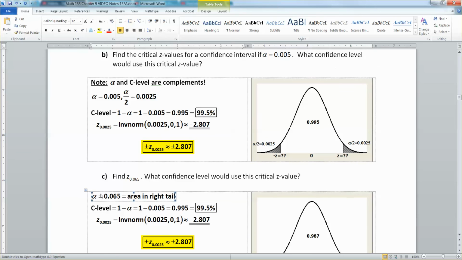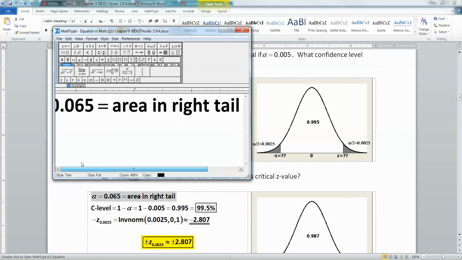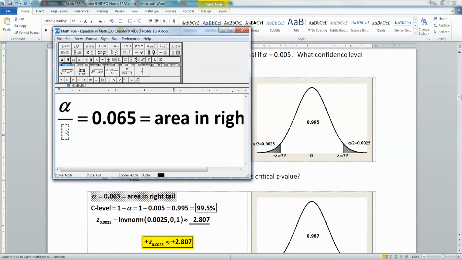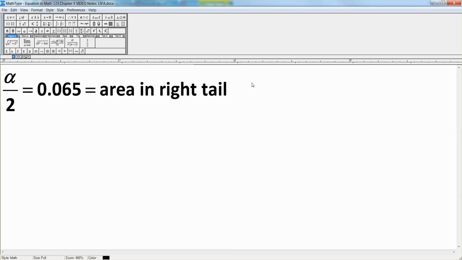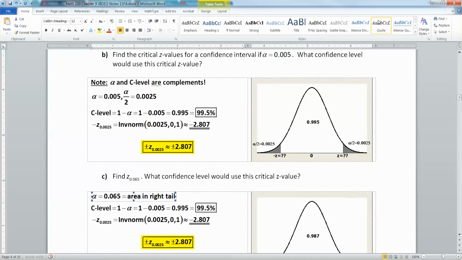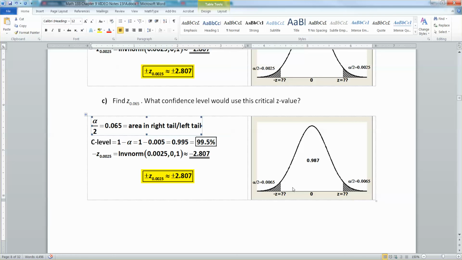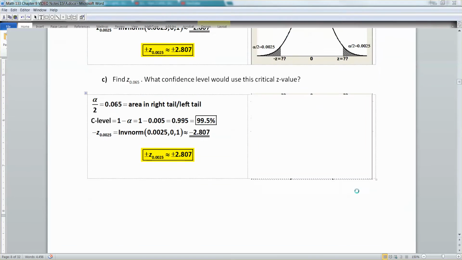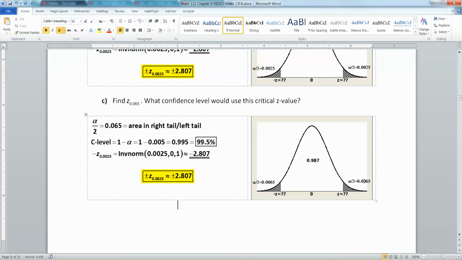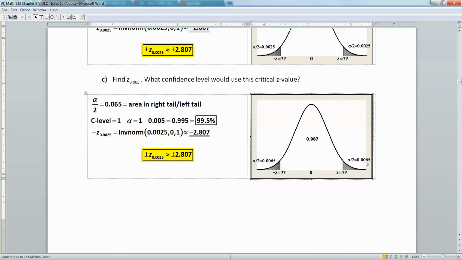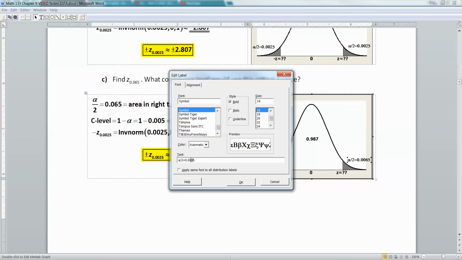0.065. Okay, so this is alpha over 2 is 0.065, and that's the area in the right tail or the left tail, right? Same thing. So what I did was I labeled the two tails wrong; it's 0.065. I keep throwing an extra 0 in there. So it's 0.065 here and 0.065 on the other side.